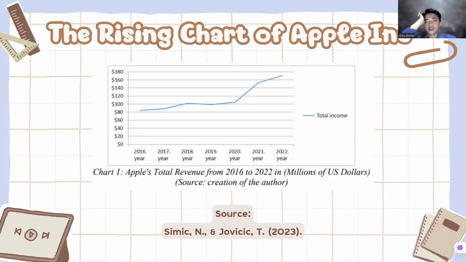This is the diagram that I got from the journal by Simic and Anjovic 2023. It shows the total revenue of Apple Inc. for the branding itself from 2016 until 2022. As you can see on the chart, it has a huge impact on the technology business.